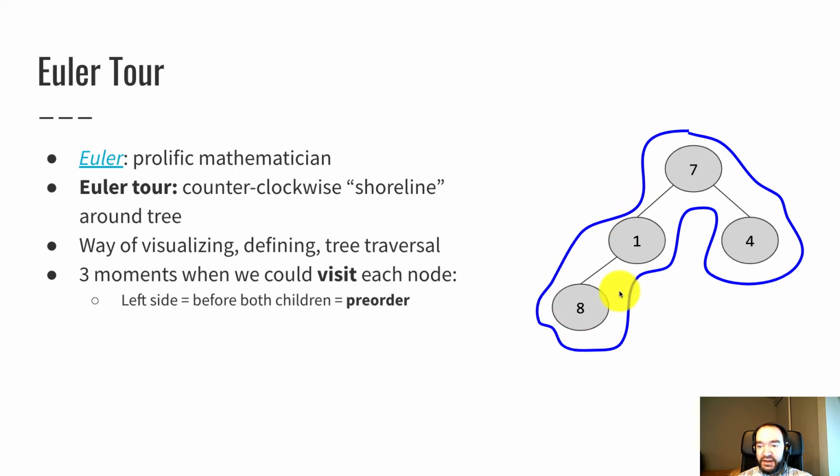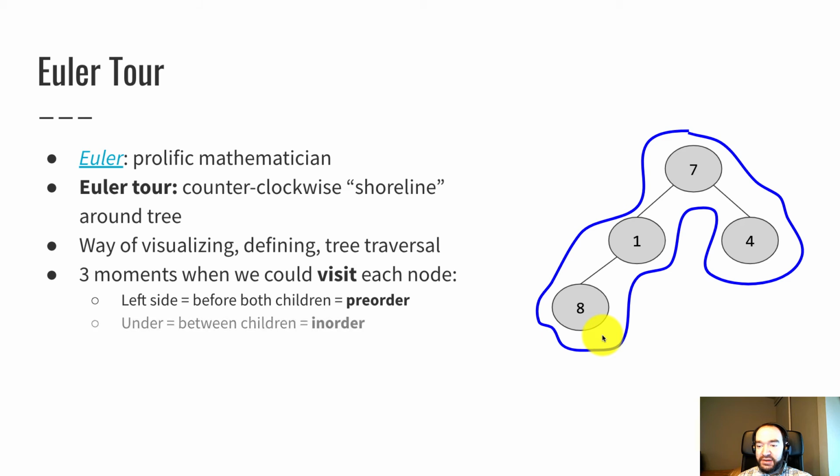When we're on the left side, so let's look at maybe node number 1 here. The Euler Tour going counterclockwise. Here we go. Okay, right now I'm on the left side of 1. That's before we visit either of the children. Then we'll do some more touring, see some other stuff.